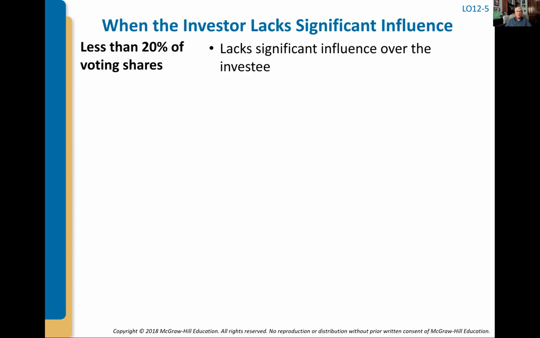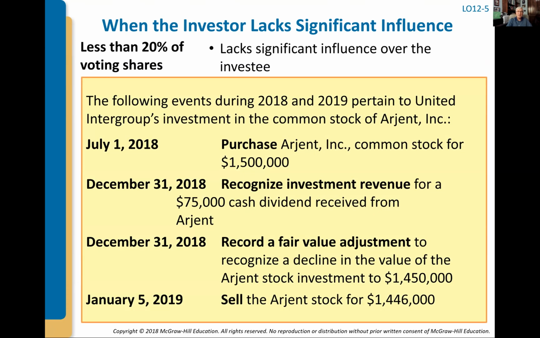All right, so we're going to start with what I call the cost method, where we as a company lack significant influence. And so here's an example. We purchased 1.5 million of common stock. We received a $75,000 cash dividend, and we had to record an adjustment down to 1,450,000.